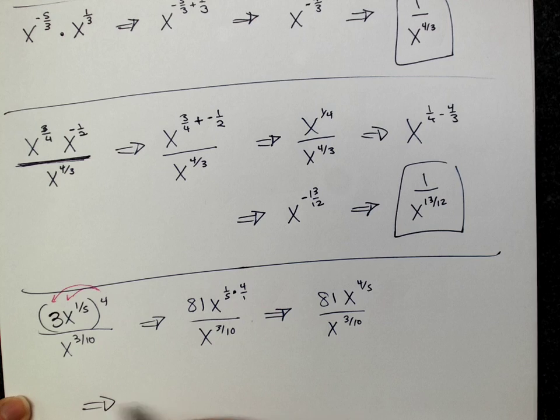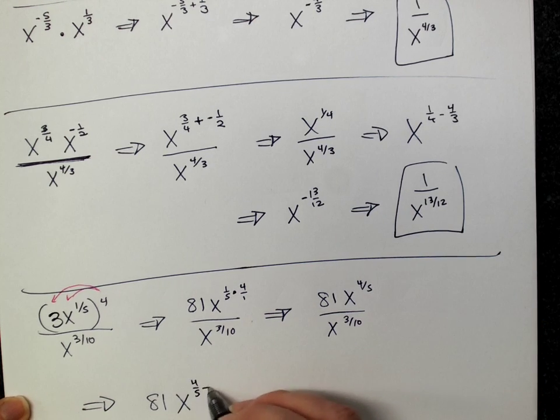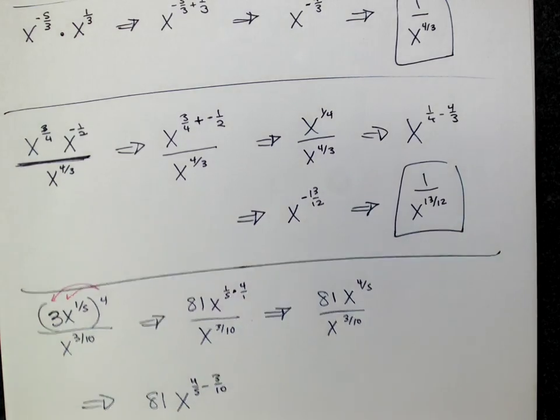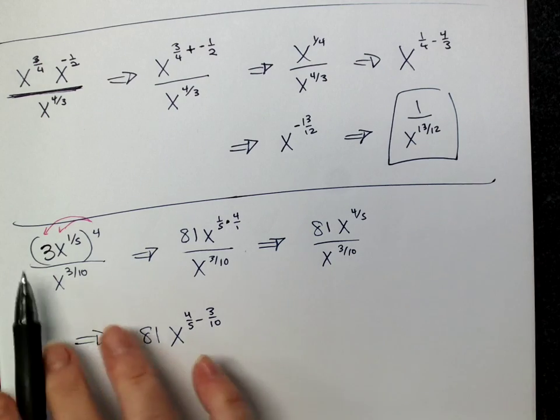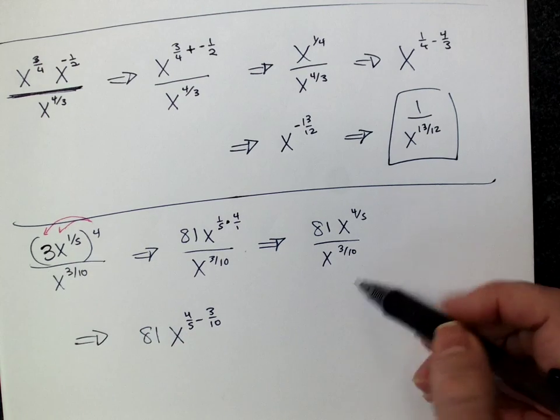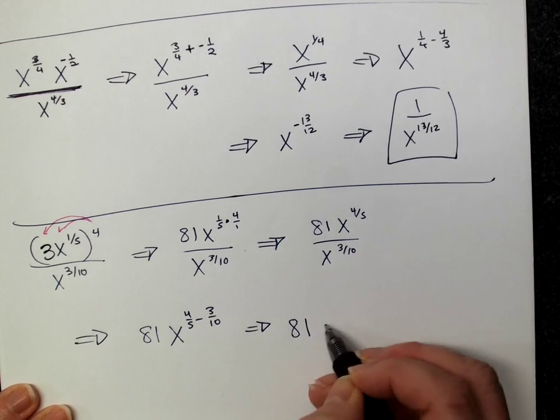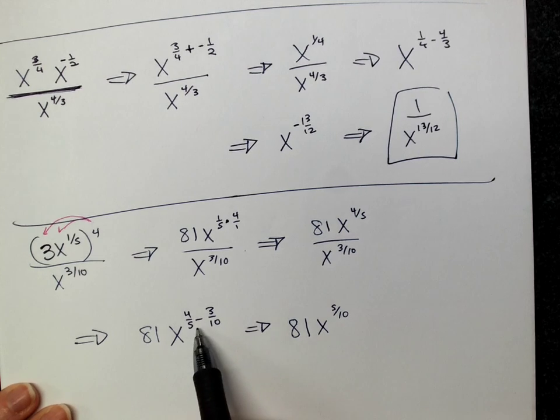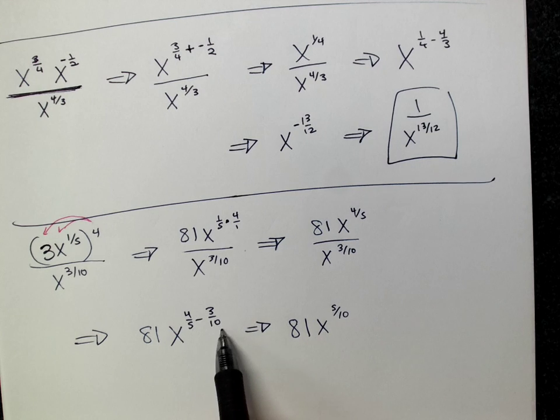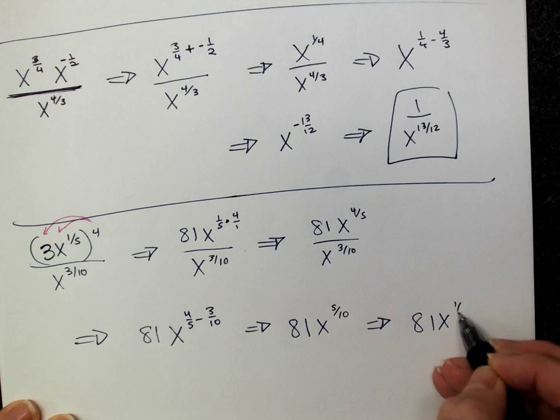And now 81 x to the 4/5 minus 3/10. Like base, now we can single x on top, single x on the bottom, released all the parentheses with the power rule, now we can subtract. This is 8/10 minus 3/10, which is 81x to the 5/10. Common denominator, now we're subtracting, we have to have a common denominator. 8/10 minus 3/10, 5/10, which of course reduces to x to the 1/2.